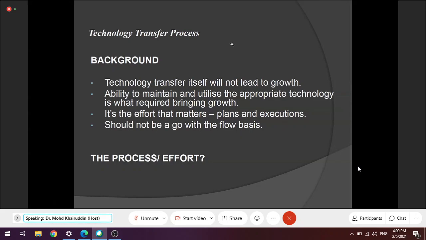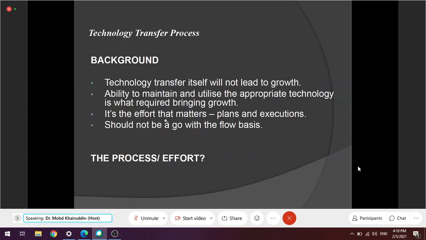Some background on technology transfer. The basic concept is that technology transfer itself will not lead to growth. The ability to maintain it is what is required to bring growth, the ability to be passed from one party to the other party, for example, from the transferor to the transferee. Yes, we have the process of technology transfer, but the technology transfer itself will not lead to growth. Why? Because you have to make sure that you maintain and utilize the appropriate technology to bring growth, all right?